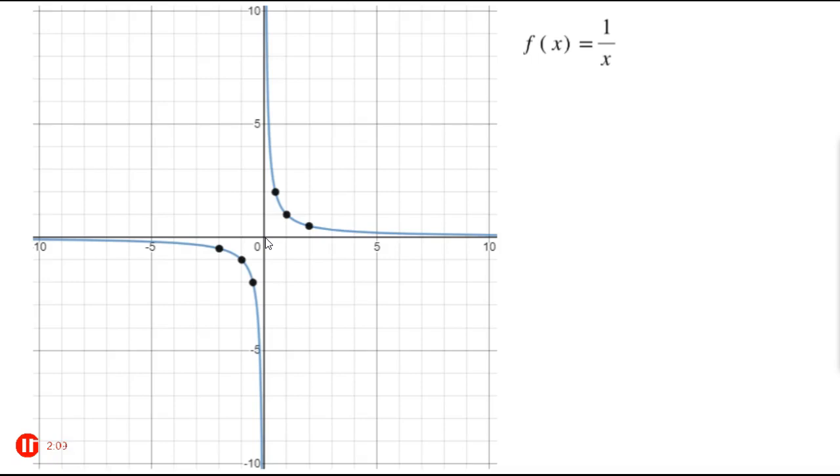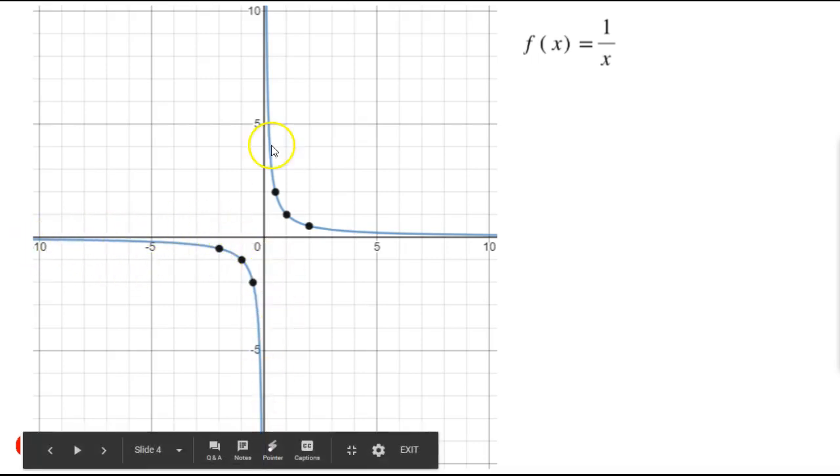If we look for key features, first key feature, domain and range. Domain, it looks like it continues on for all of the x values except 0.